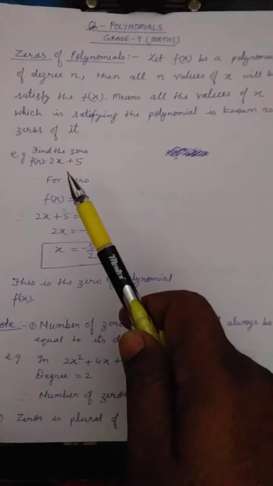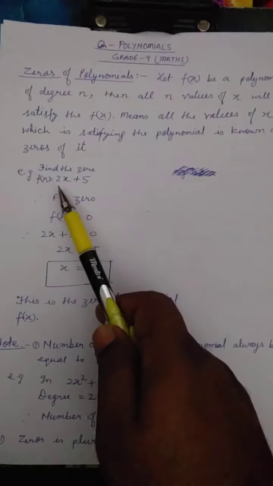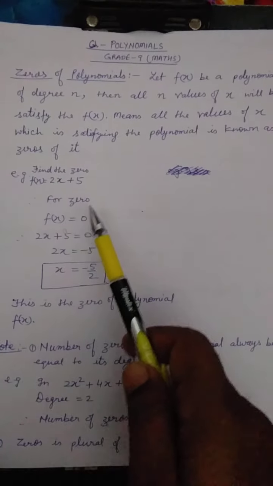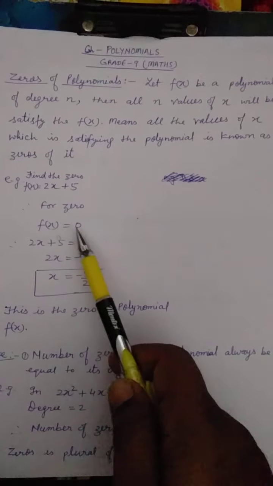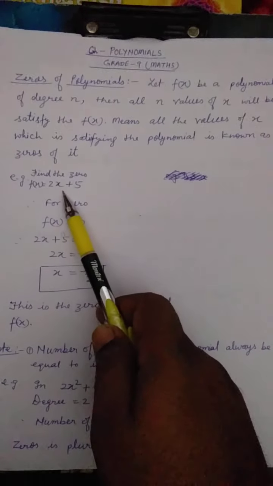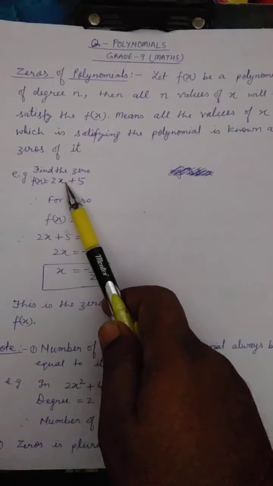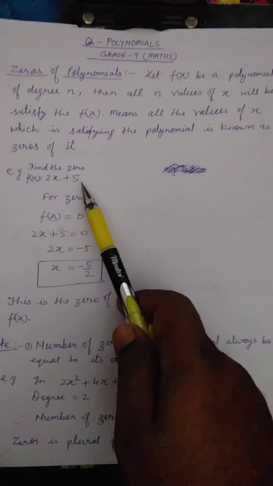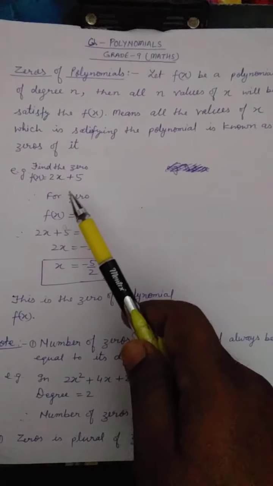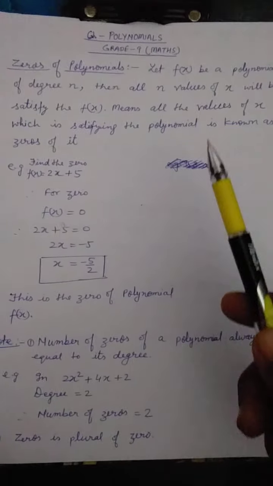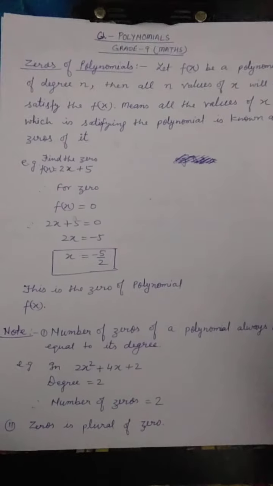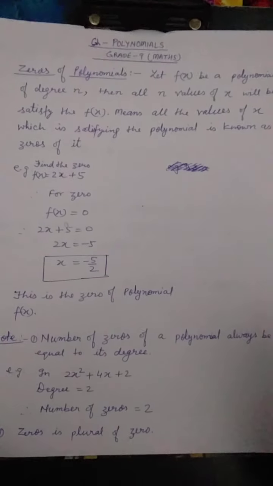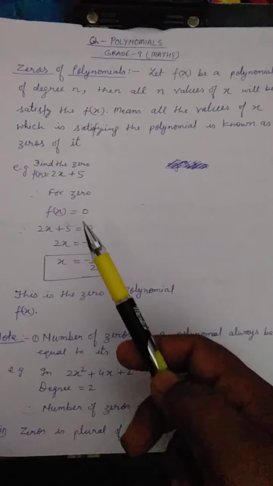I took one example to understand this. Find the zero of the function f(x) = 2x + 5. To find the zeros, we write this function equal to 0. Since the degree of this polynomial is 1, it will have only one zero. Therefore, we will say zero. If it is quadratic, then we will say zeros. If it is cubic, then we will say zeros, because it may have more than 2. As I told, the number of zeros is always equal to the degree. Its degree is 1. Okay, got it?